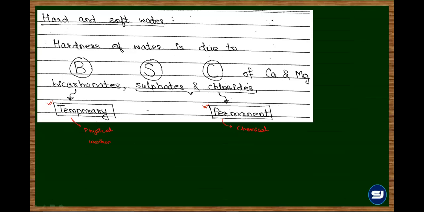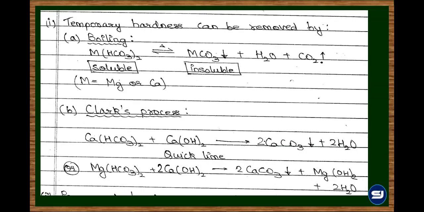Yes, sir. Okay. What are the physical methods which could be used to remove temporary hardness? Boiling. The simplest of the methods is boiling. So temporary hardness can be removed by, first, the physical method boiling, and second, a chemical method called Clark's process. So boiling में क्या होता है? The temporary hardness is due to the bicarbonates. So the bicarbonate salts which are soluble in the hard water, on boiling, convert to carbonates along with H2O and CO2.